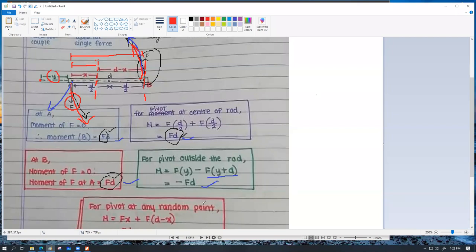This minus sign does not necessarily mean that the final moment would be in the same alignment as the negative moment considered in our calculation. For this figure, this negative moment meant which moment, clockwise or anti-clockwise? Anti-clockwise moment. And the final answer has also become negative, which means our final moment will also be anti-clockwise. That's the basic meaning of this minus sign. Thank you. Sure, no problem.